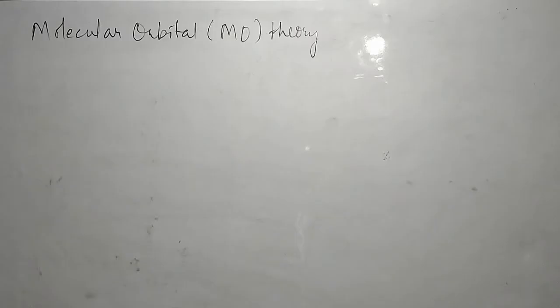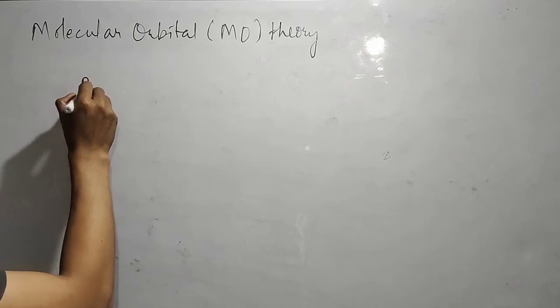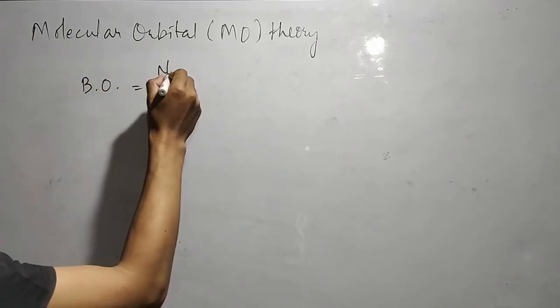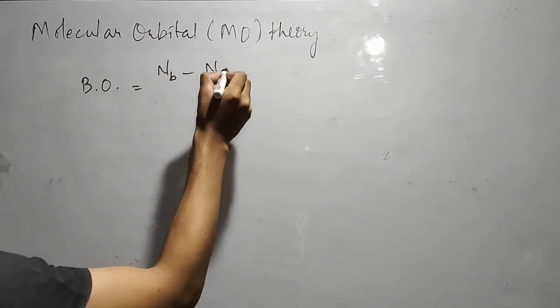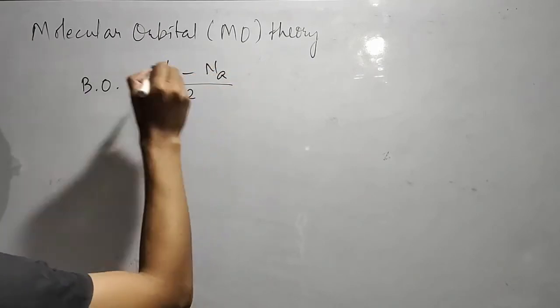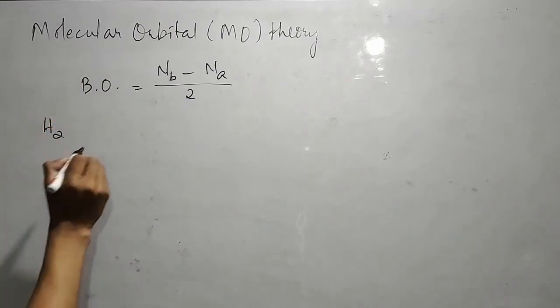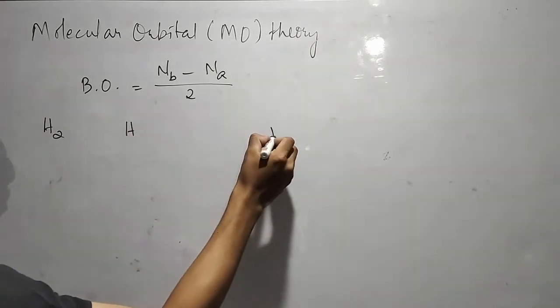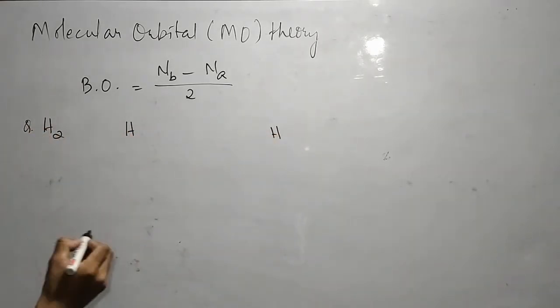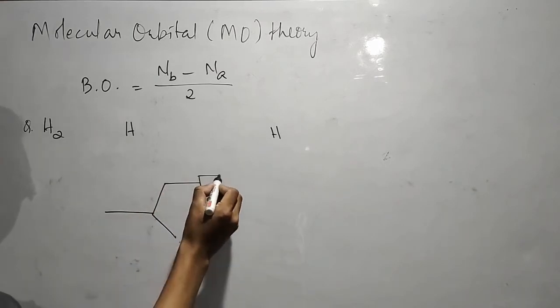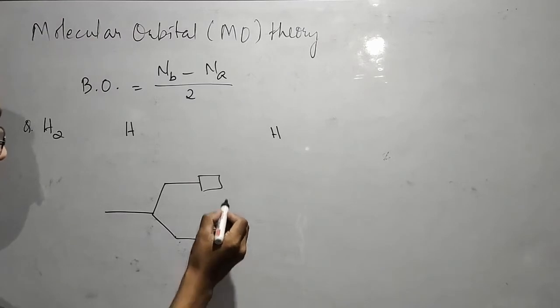Now let us see how to calculate the bond order. The bond order formula is the number of electrons in the bonding orbital minus the number of electrons in the anti-bonding orbital, divided by 2. Let us consider one example, that is the hydrogen molecule. Here hydrogen and here hydrogen. This is the question. We draw like this. Here you can put a box, or without a box it will also be fine.